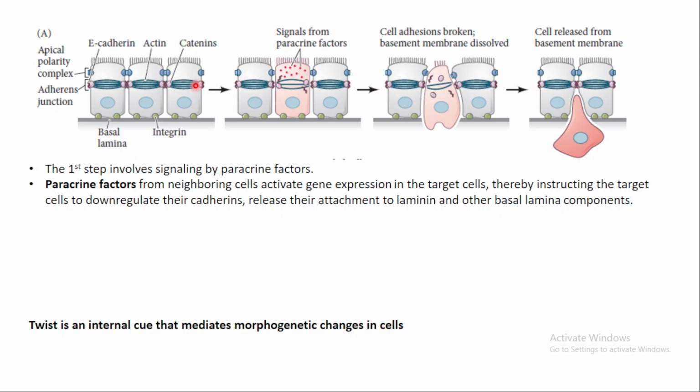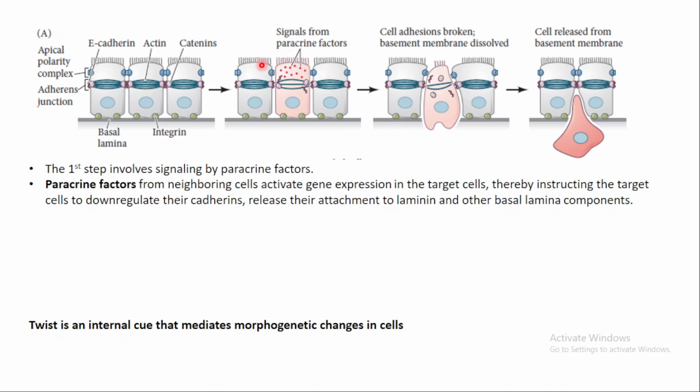So what happens, the first step is signaling by paracrine factor. So this cell which is undergoing migration or which is planning to undergo migration will receive some paracrine factors from the nearby environment or from nearby cells, and paracrine factors from neighboring cells activate gene expression in target cells, thereby instructing the target cells to down-regulate their cadherins, and release their attachment to laminin and other basal lamina components.